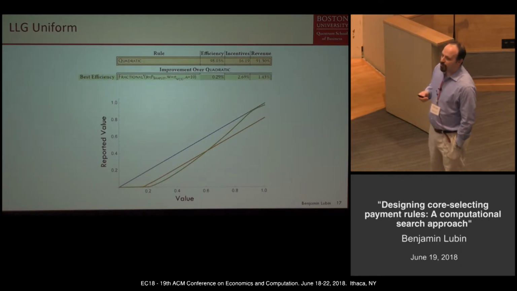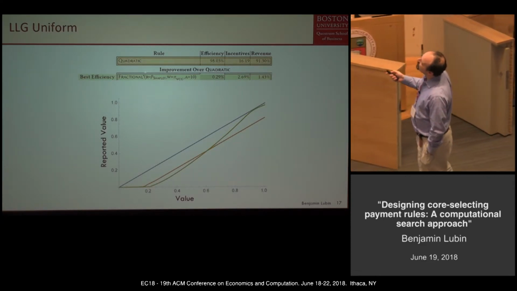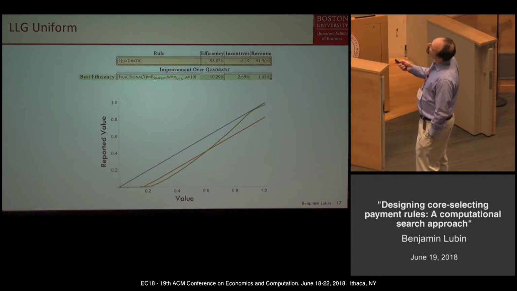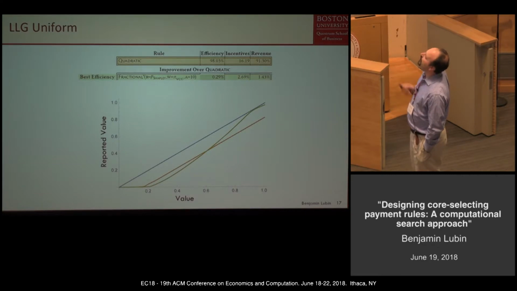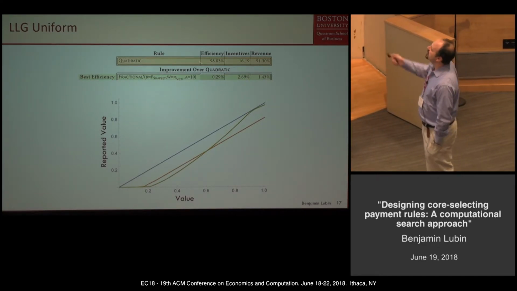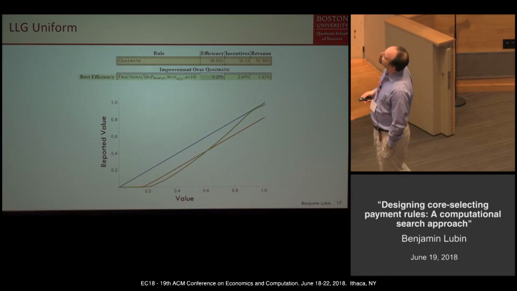If we look among our 366 rules for the best rule by efficiency, we come up with this one. This is one that has a Shapley payment reference point, a VCG payoff weighting, and a very high amplification factor. And you can see that it gets a slightly higher efficiency. This is an improvement over the number above, so it has a slightly higher efficiency.